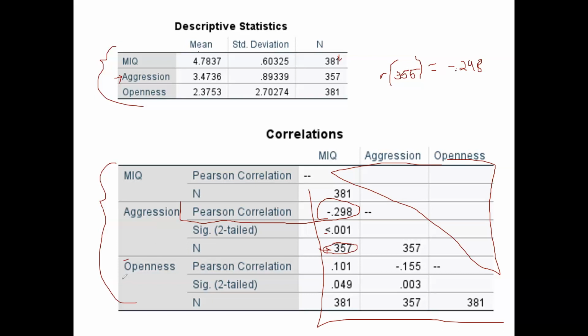If you wanted to find the correlation between openness and MIQ, which is moral identity, you just come over here and it's 0.101. For openness, the degrees of freedom for this correlation, the N is 381. So N minus 2, 381 minus 2 is 379, equals 0.101. All right. More on that in the SPSS instructional video.